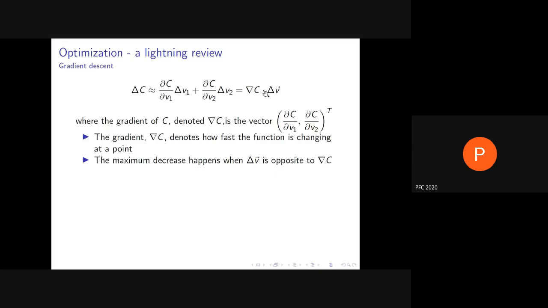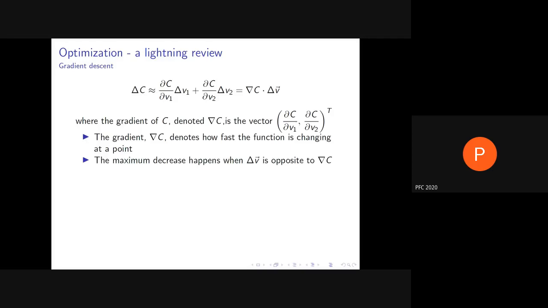So you have delta C dot delta V. If delta V points right in the direction of grad C, you are going to increase C the fastest. So anybody who has seen a contour map would know grad C essentially points in the direction in which the height rises the fastest. So they are perpendicular to the contour lines. If you move along the contour lines, of course, the height doesn't change. Height here stands for the cost function. And when you move perpendicular to the contour lines, C changes the most rapidly.